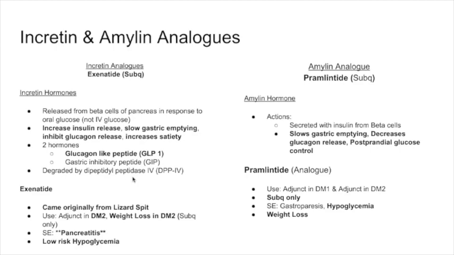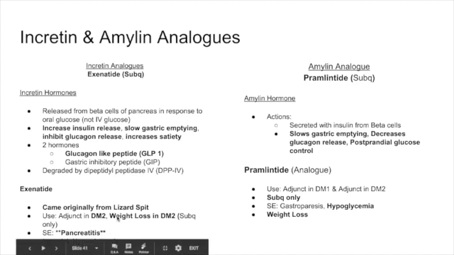Side effect, which is actually very high yield for exenatide, is that it causes pancreatitis, and the mechanism is not really clear, but is thought to cause acinar cell hypertrophy, and it causes a lot of inflammation and eventually pancreatitis. So exenatide causes that. It doesn't really cause hypoglycemia. So exenatide has low risk for hypoglycemia.